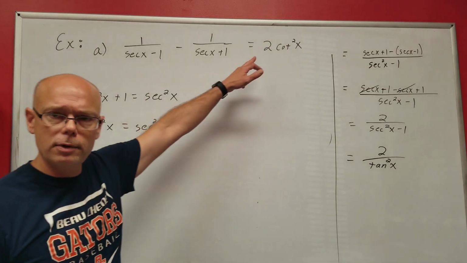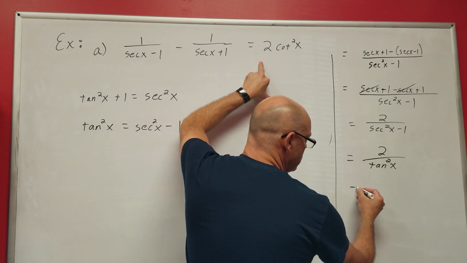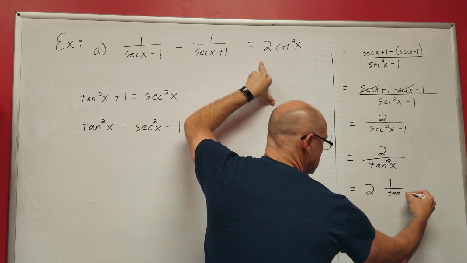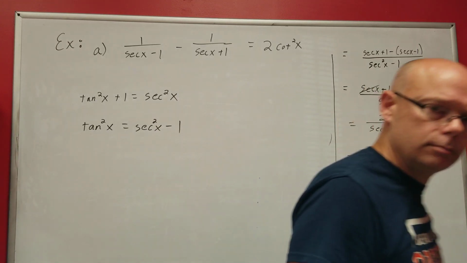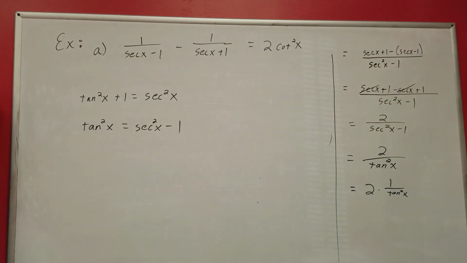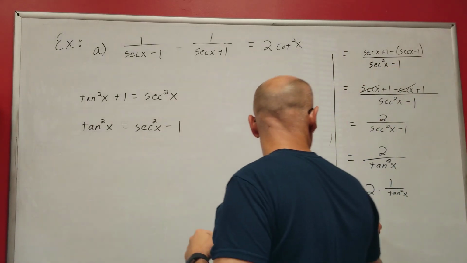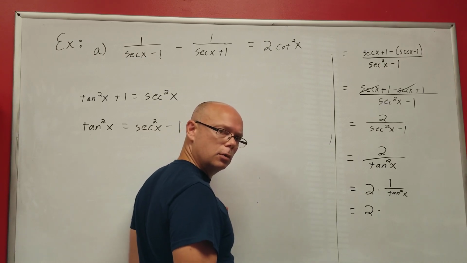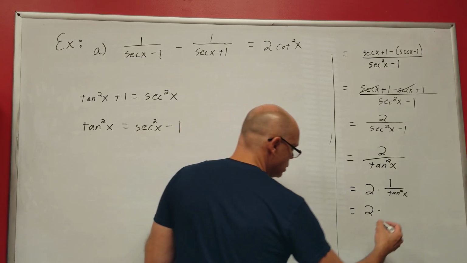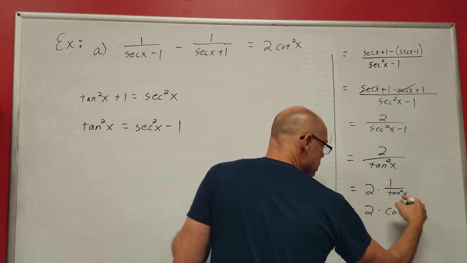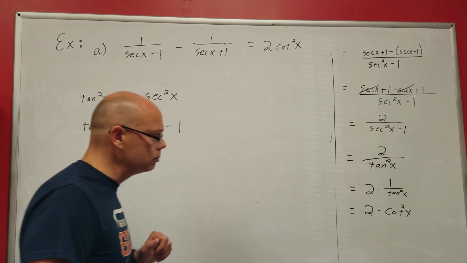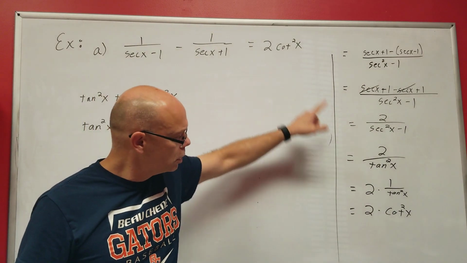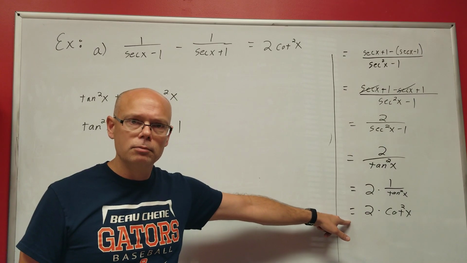Well, I'm still shooting for this, right? So let me rewrite this as 2 times 1 over tangent of x squared like that. That's 2 times, what's 1 over tangent? 1 over tangent's what? Cotangent. So that's cotangent of x, but we need it squared, right? All right, wait a minute. Is that where I was headed? Sure is. I'm done with this problem.